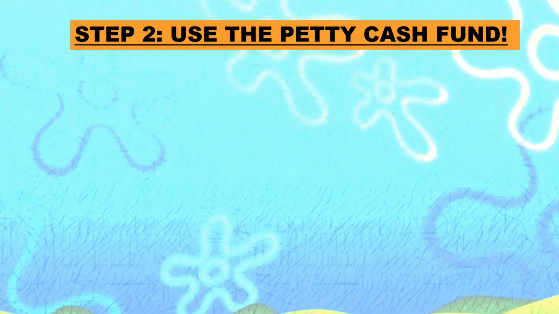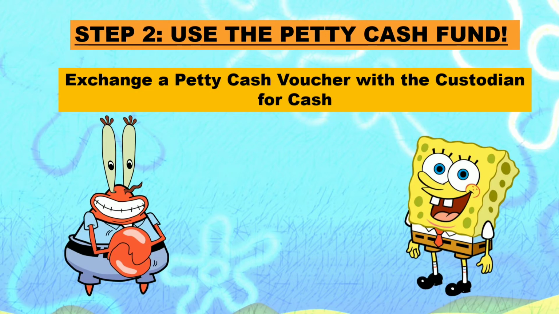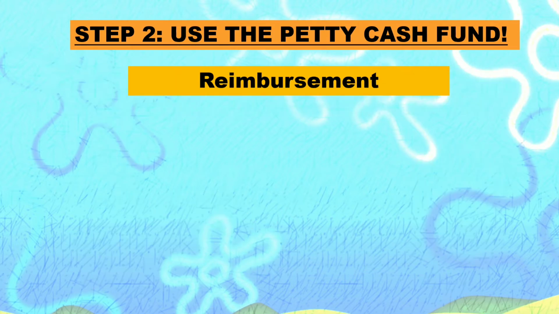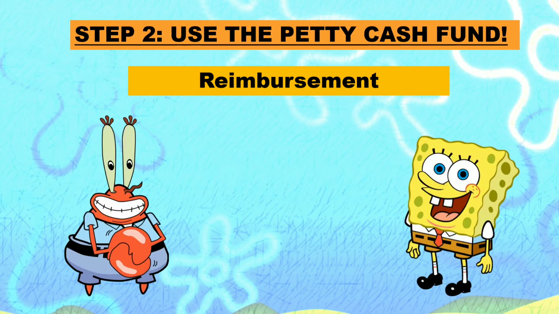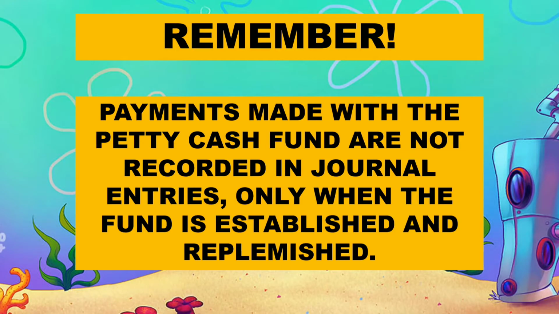Step 2, now the petty cash fund can be used. There are 2 ways to use the petty cash fund. SpongeBob can present a petty cash voucher and exchange it with the custodian for cash, and then use that cash to buy the Krabby Patties. The other method is that SpongeBob purchases the Krabby Patties with his own money and is reimbursed as long as the receipt is kept. But remember, payments made with the petty cash fund are not recorded into the journal entries, only when the fund is established and replenished.